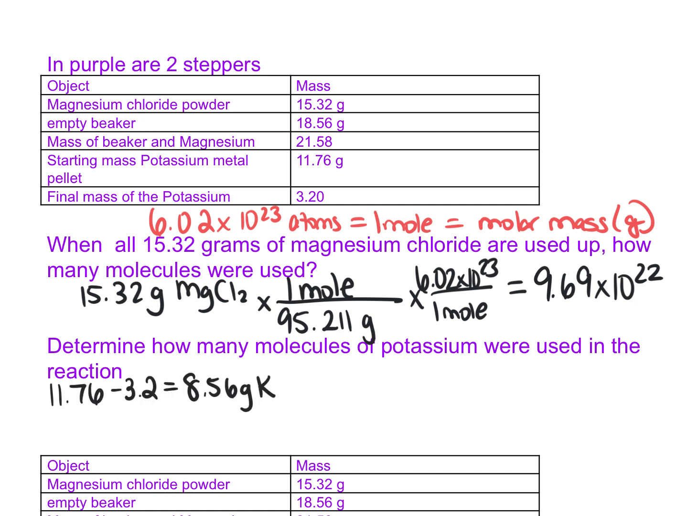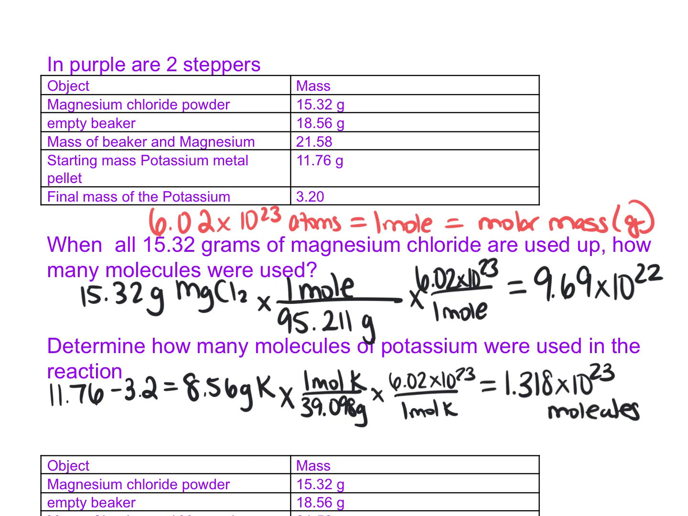The first step for the next problem is to calculate how many grams of potassium so that then I can get over to molecules. So now I can go ahead and convert from grams to moles using the molar mass, and then I can find molecules using 1 mole is equal to 6.02 times 10 to the 23rd molecules. So you should get 1.318 times 10 to the 23rd molecules.